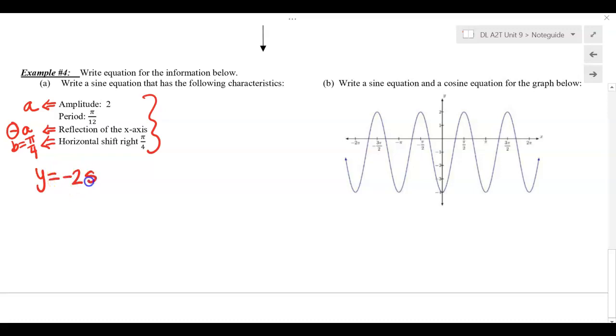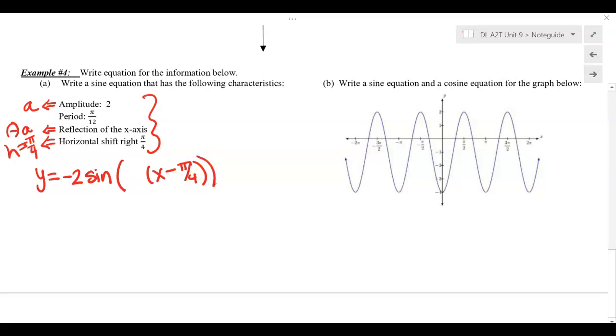I would expect a -2, then the sine for my equation. I would expect an x minus pi over 4, because remember it's x minus h. I'm sorry, I wrote b here, but for the horizontal shift, we're talking about h. So x minus pi over 4. Doesn't say anything about shifting up or down.